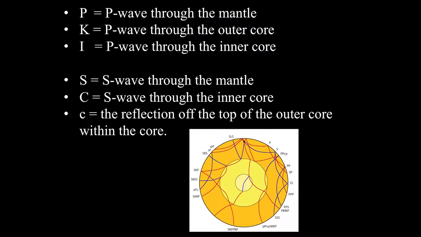To link waves in seismograms to various layers of the solid earth, it is useful to adopt this nomenclature. P equals P wave through the mantle. K equals P wave through the outer core. I equals P wave through the inner core. S equals S wave through the mantle. C equals S wave through the inner core. And lowercase c equals the reflection off the top of the outer core within the core.